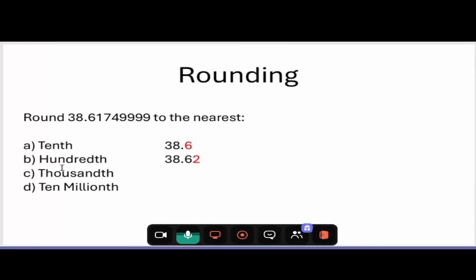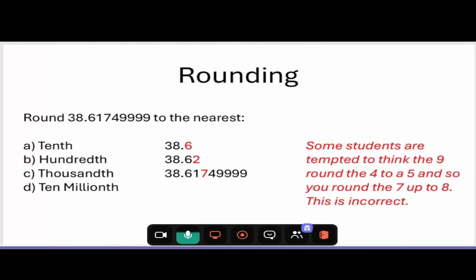How about the nearest thousandth? That's tenths, hundredths. The 7 there is the thousandths. Now I've done this one very much on purpose. It is very tempting to see these 9s and say, oh, well those 9s, that rounds that 4 up to a 5. And then the 5 rounds the 7 up to an 8.